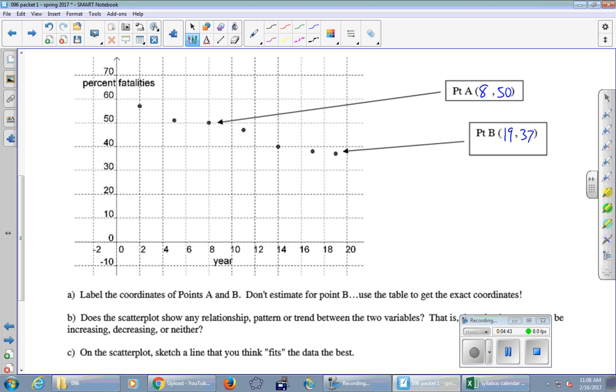So you don't want it to go through? It's okay if it goes through some of the dots, like if it just randomly goes through the dots, that's okay. But you should not be connecting any particular dots with your line of best fit.